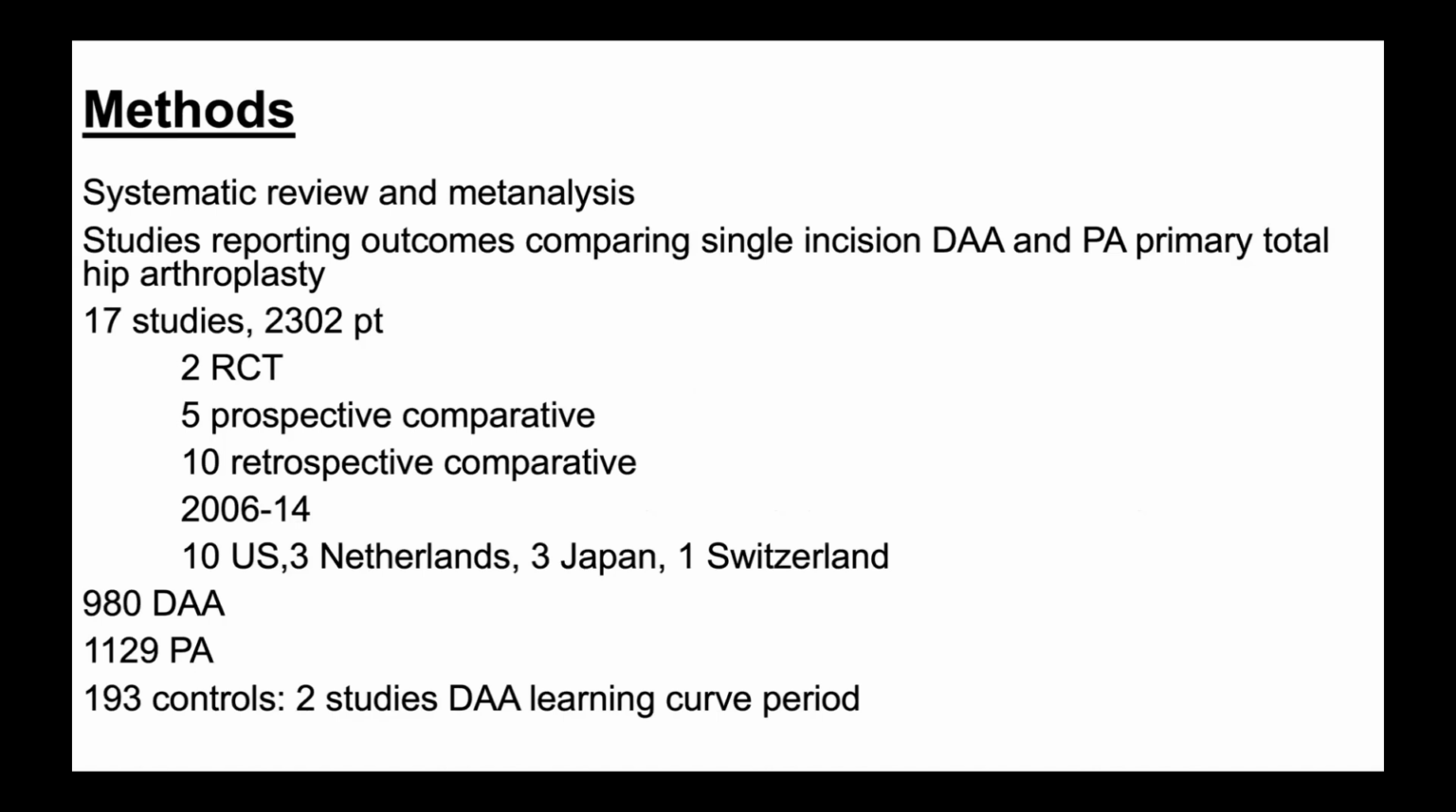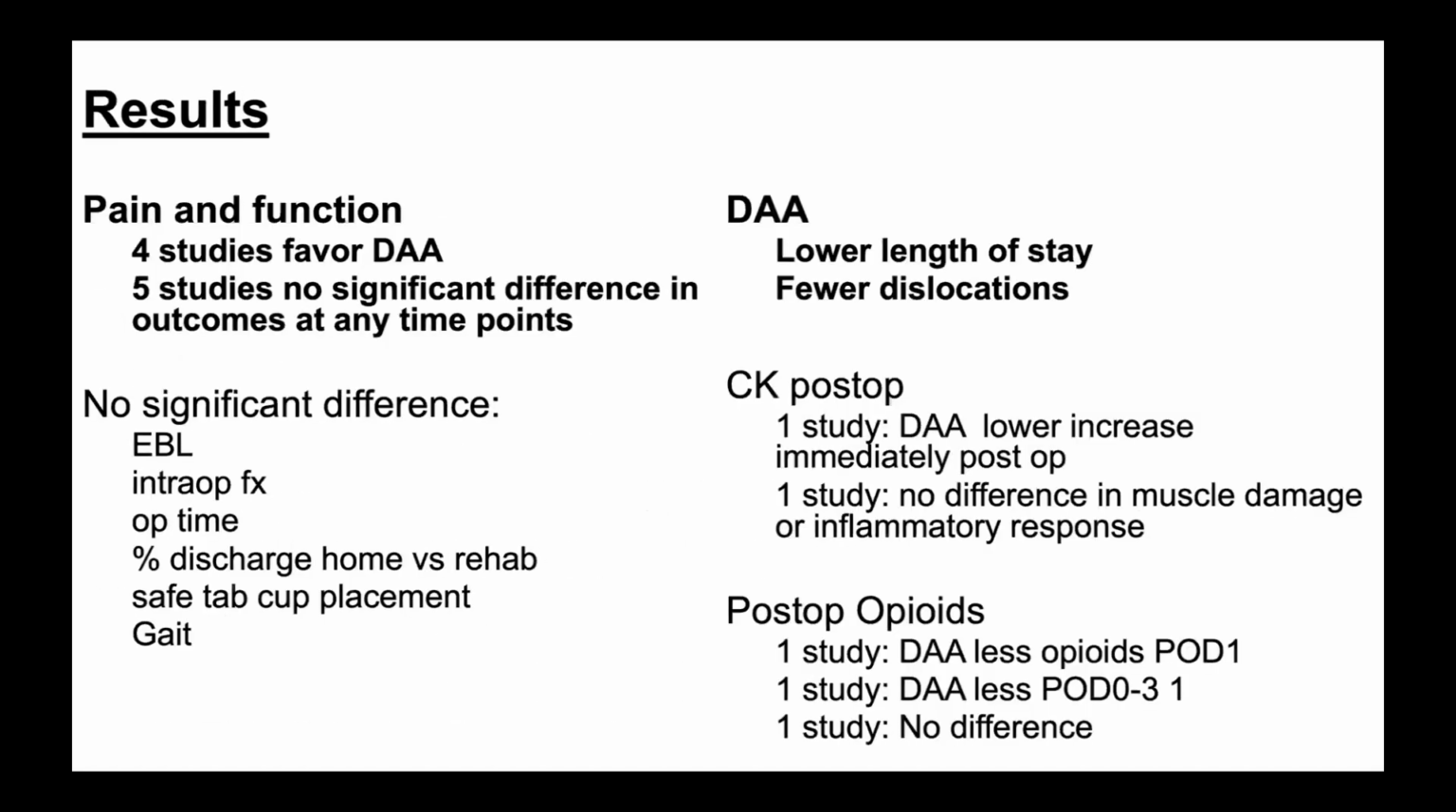There were 17 studies looked at in this whole review, a total of 2,302 patients. This was split almost 50-50, with about 980 direct anterior patients, 1,100 or so posterior, and almost 200 controls. The main results were that 4 of the studies favored the direct anterior approach when it came to patient reported pain and function.